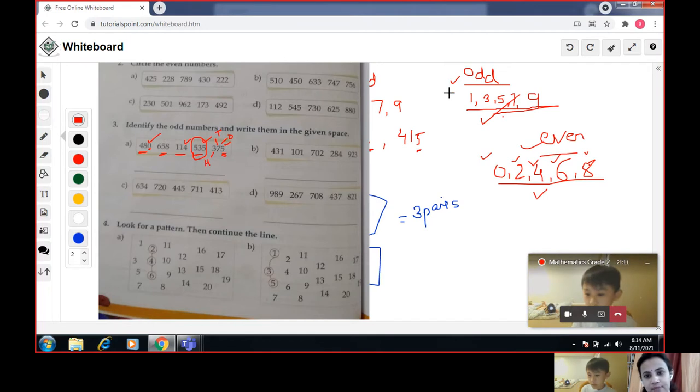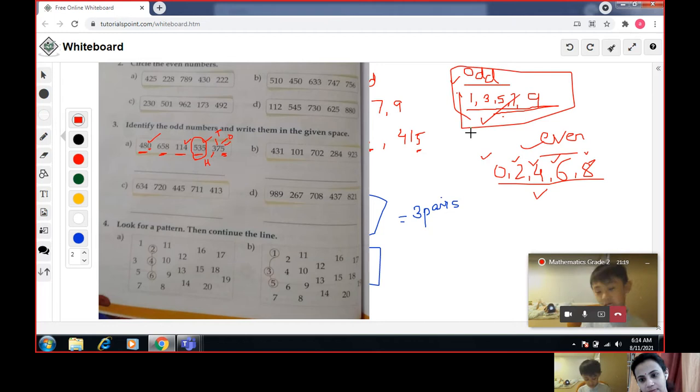What did you say before? See here, these are the odd numbers. I have told you that these are the odd numbers. 1, 3, 5, 7, 9. If these numbers come in the ones place, then the numbers are odd. In the ones place there is 5. So we can say that the number is an odd number, right? Are you understanding or not?